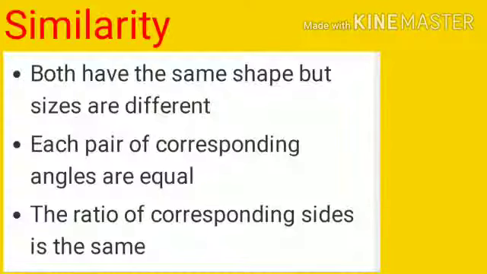But in similarity, if two objects or two figures are similar, both have the same shape but the sizes are different, each pair of corresponding angles is congruent. That means their angles are congruent because similarity focuses on shape, and shape is made up of angles, and the ratio of corresponding sides is the same. That means corresponding sides are in proportion. This is the difference between similarity and congruency. Similarity and congruency are just a comparison between two things. We compare the two objects, whether they are congruent or similar.